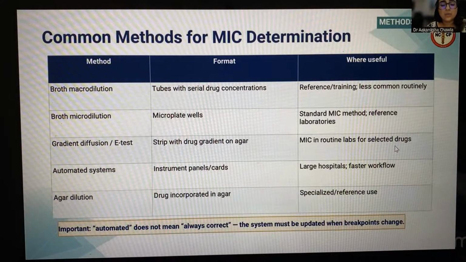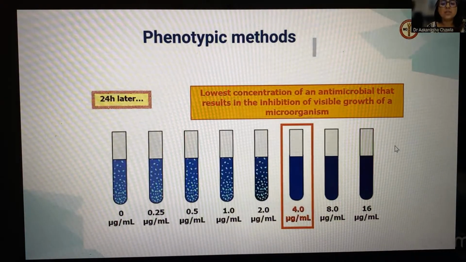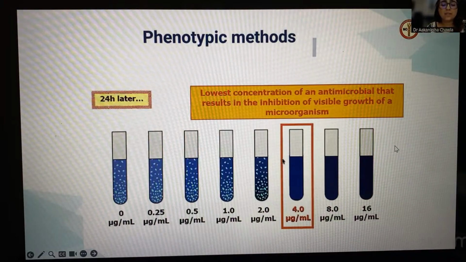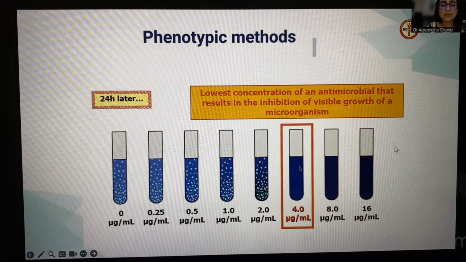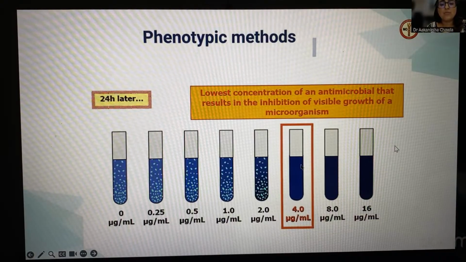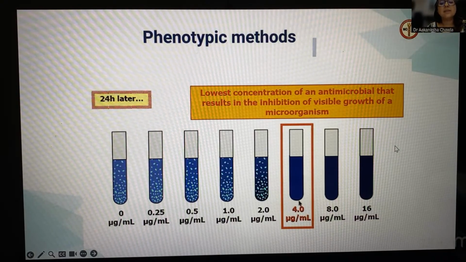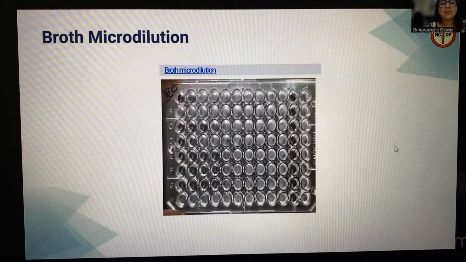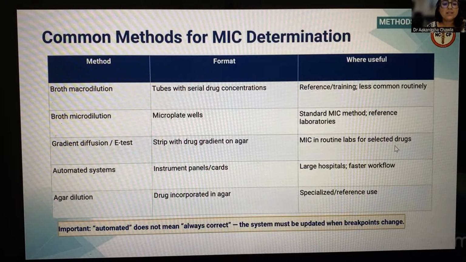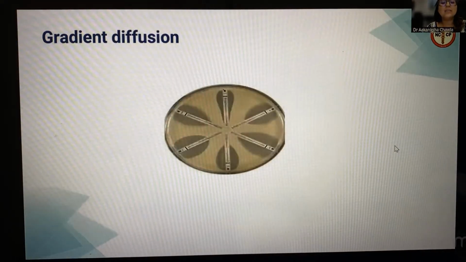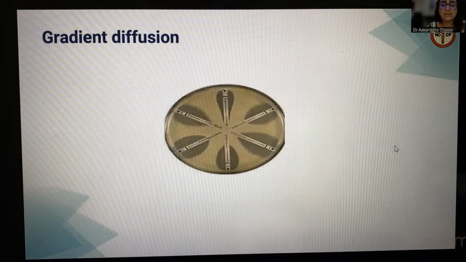So then you have the broth macro and micro dilution methods. As you look at this, you can see that this is the broth microdilution, and at 4 microgram per ml there is complete inhibition of visible growth of the microorganism. This has the microplate wells, and in a similar way it detects and gives you your MICs. Then we have the gradient diffusion, the E-test, wherein you have the strips with the drug gradient put on the agar, and again this is how it looks, and it gives you the MIC.